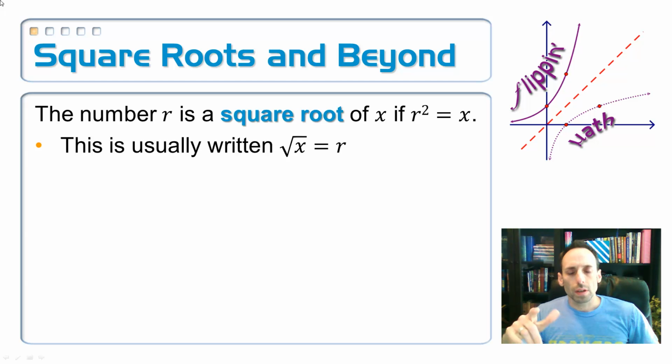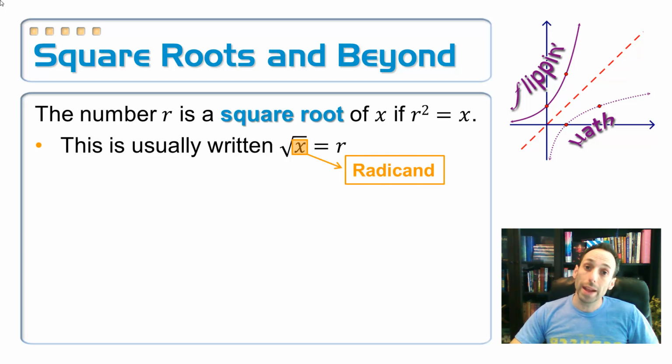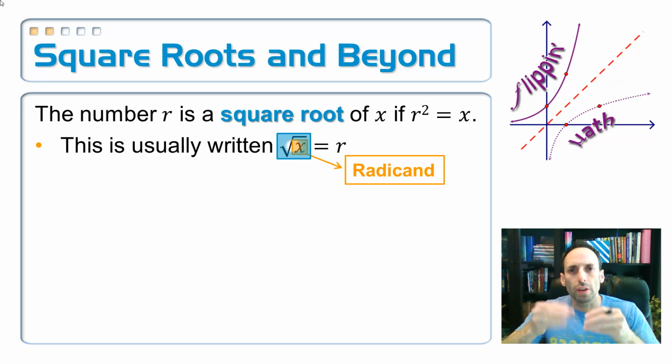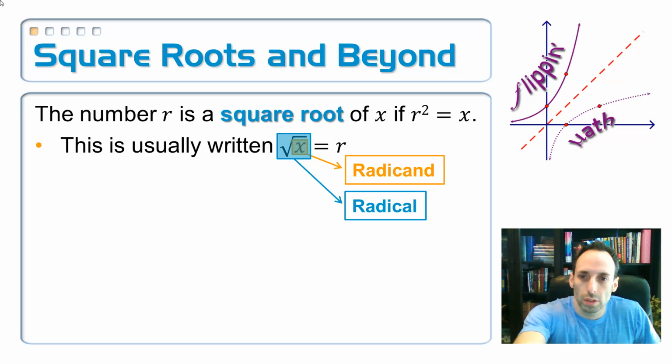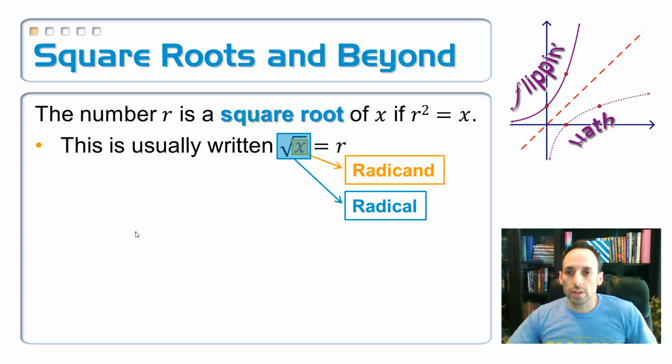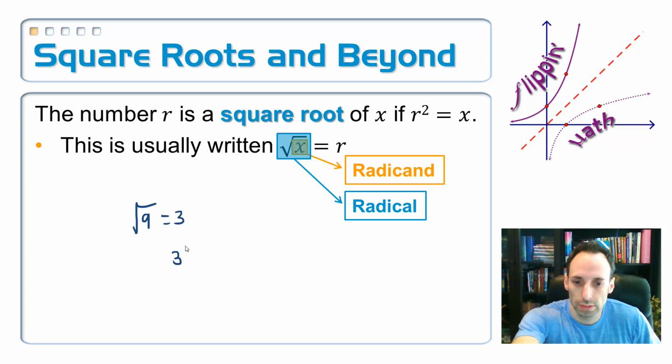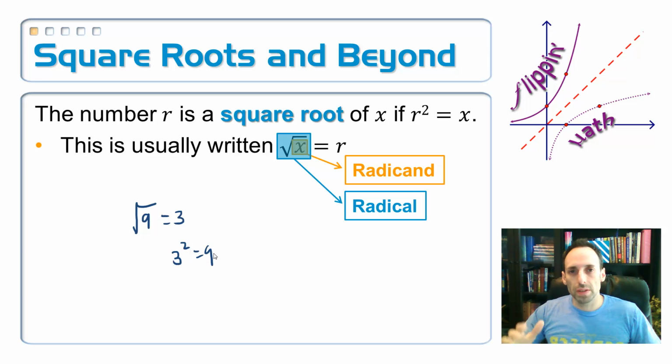So just reviewing some square roots here. We know that a number r is a square root of x if you can square that number r and get x back. So we usually write it like this: square root of x equals r, where the x, the number underneath the square root sign, is called the radicand, and that term itself, square root of x, is a radical term. Just as an example, I can say that the square root of 9 is equal to 3 because 3 squared, not cubed, that's silly, is equal to 9. Piece of cake, right?